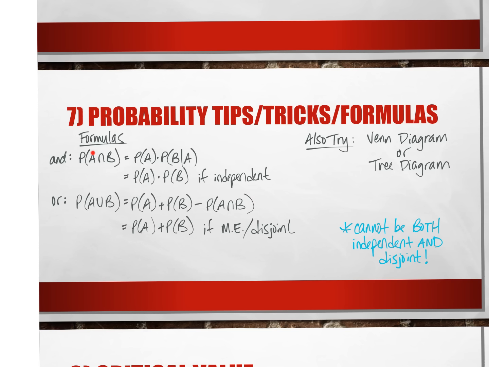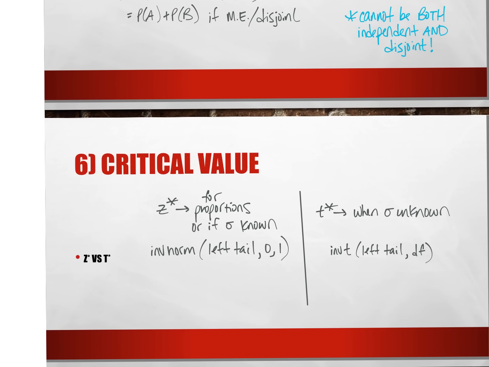If this is 0, that means that one of these two events has to be 0, and therefore that would be a whole different ballgame. So, cannot be both independent and disjoint. Keep that in mind. Could be neither. Cannot be both. All right, critical values.